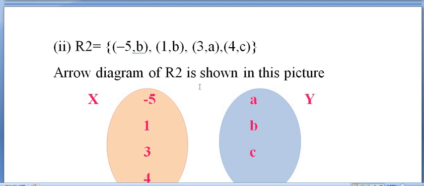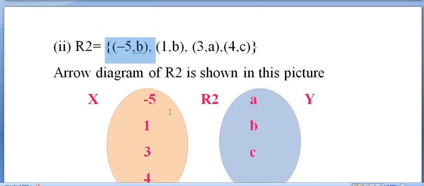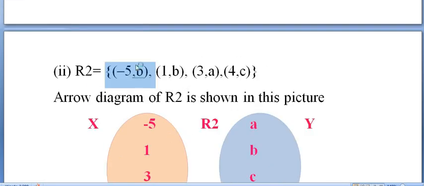Capital Y. This is what we are going to do, the R2 function. So we can write it that way also, R2 function. First we are going to join this one, minus 5 comma B. The same problem only. So X has the same elements and Y has the same A, B, C. Here minus 5, 1, 3, 4. So now we can join minus 5 comma B.